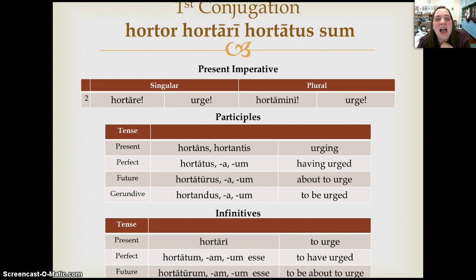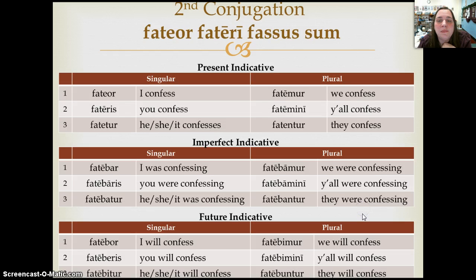Okay. I now have these same charts for all the other conjugations. I'm not going to go through them as thoroughly as I just did. I want you to pause and to write these forms down, okay? So, fateor, fateri, fassus sum means to confess, so you can see the present indicative forming, as you now know, a deponent will form with the passive forms, but with the active translation.